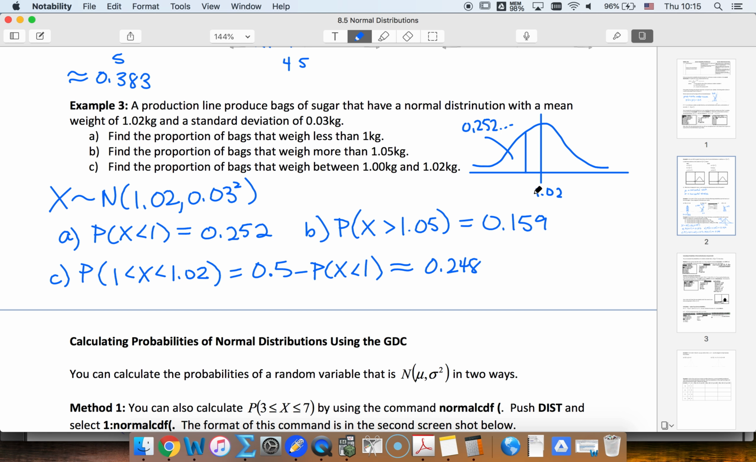So we don't always have to use the norm CDF. We can also apply logic when we're thinking about problems, especially when we go A, B, C. So think about how our problems are connected to each other.